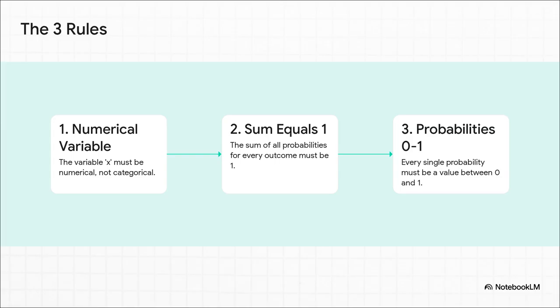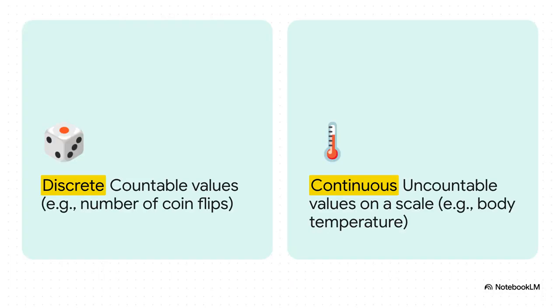Make sense, right? And just a quick heads up, today we're talking exclusively about discrete random variables. These are things you can count, like the number of cars that pass your house in an hour. We're not getting into continuous variables, which are things you measure on a scale, like your exact height or weight. For today, it's all about the countable stuff.